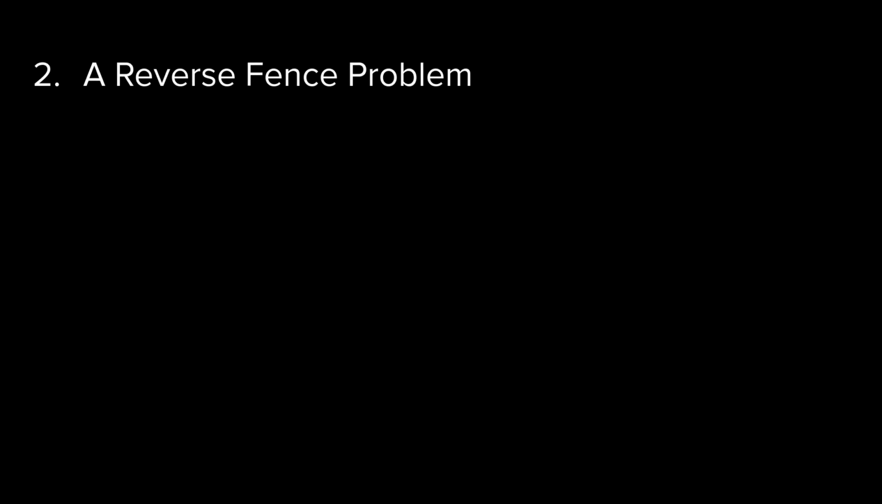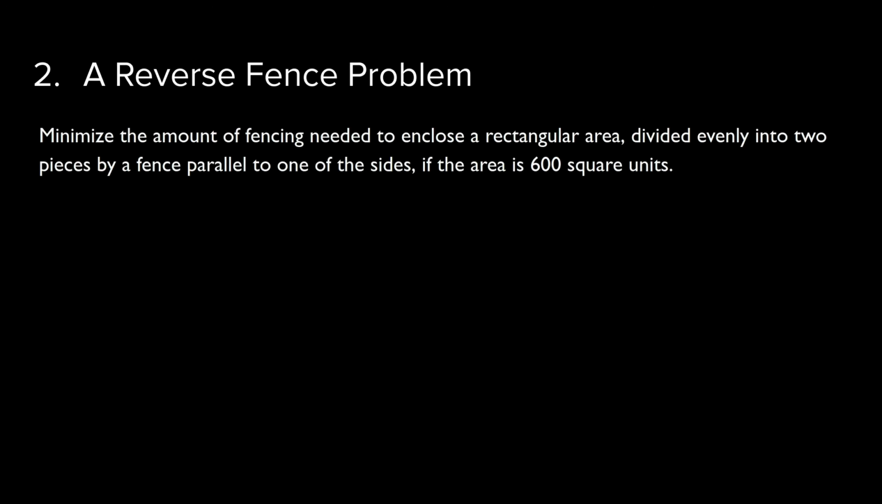So now our next problem, we have the same fence problem, but reversed. Minimize the amount of fencing needed to enclose a rectangular area, divided equally into 2 pieces by a fence parallel to one of the sides, if the area is 600 square units. So don't let the wording intimidate you. It's just a big rectangle divided in half. And it's not divided in half diagonally, it's divided in half the usual way.